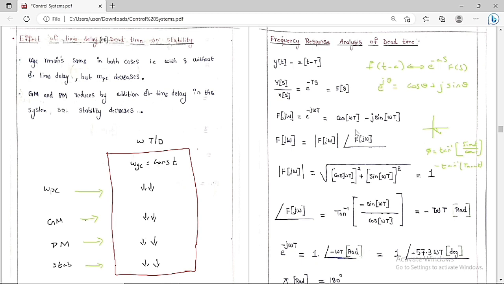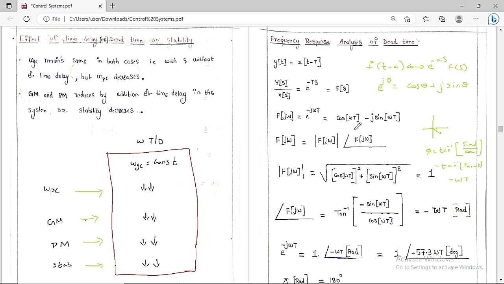You are going to get tan inverse of tan theta, which is minus omega t. So this is in terms of radians, because we can see phi is negative. So phi is equal to minus tan inverse of sin omega t by cos omega t. Sin omega t by cos omega t is equal to tan omega t. So you can say minus tan inverse of tan omega t is minus omega t. So you are going to get minus omega t radians. And the magnitude is 1 and the angle in terms of radians is minus omega t.